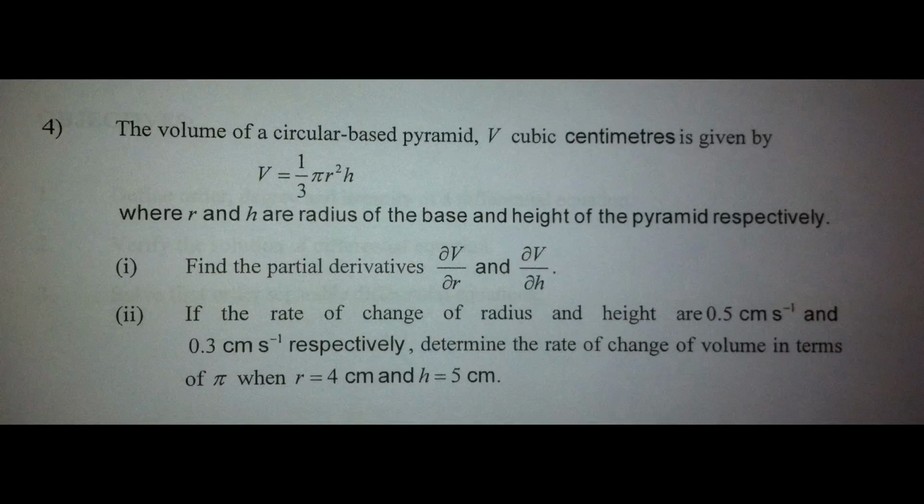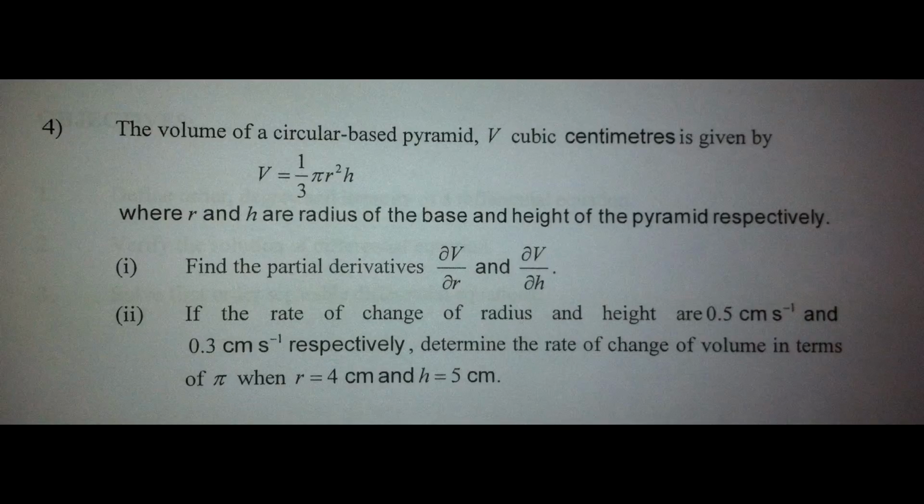Part 2. Given in the question, dr over dt is equal to 0.5, dh over dt is equal to 0.3, r is equal to 4, and h is equal to 5. From part 1, we already solved del V over del r and del V over del h.